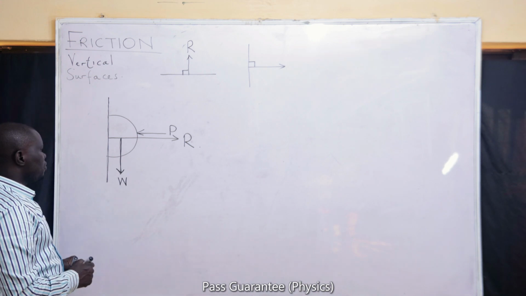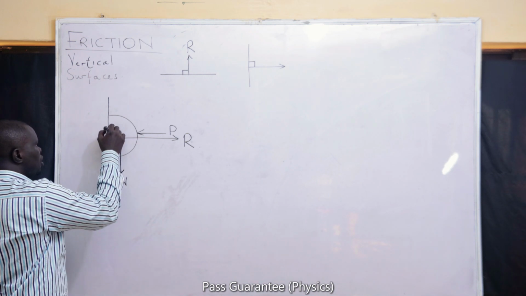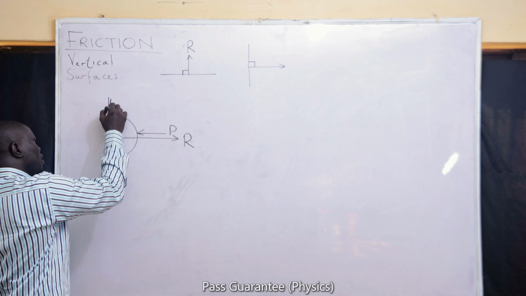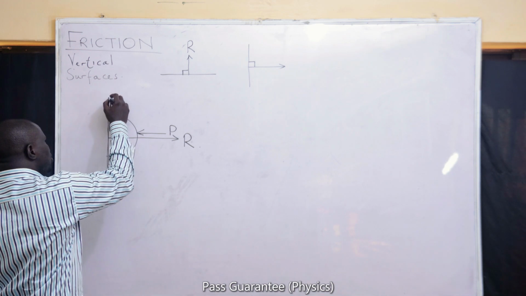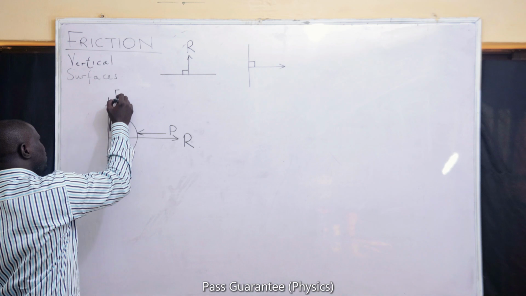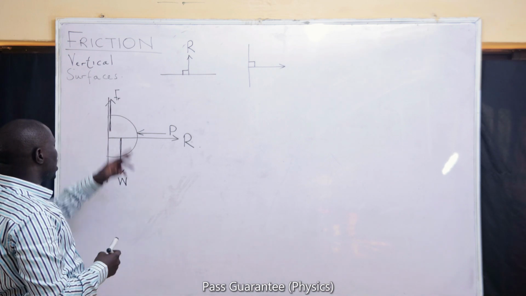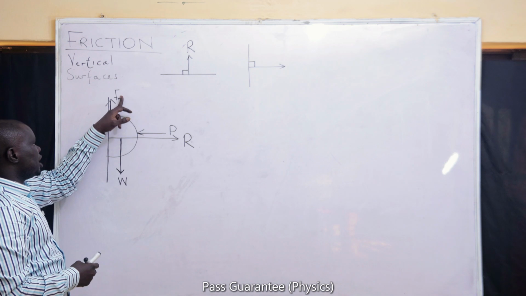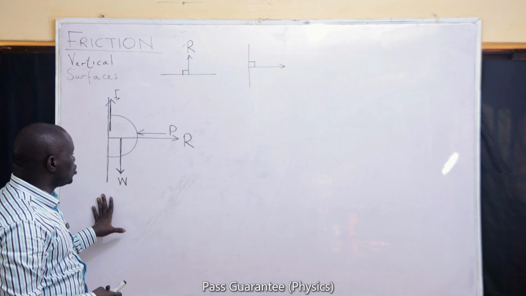If the weight is the force that wants to create the motion, the friction will establish itself along that surface. Friction is always acting along the surface, but this time it will establish itself upward. It will try to stop the motion that will be produced by this weight.